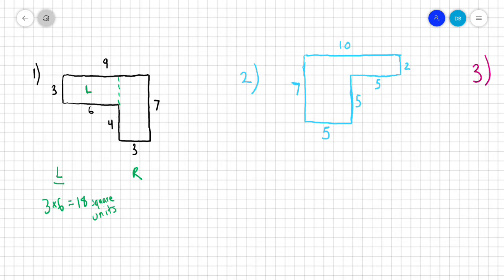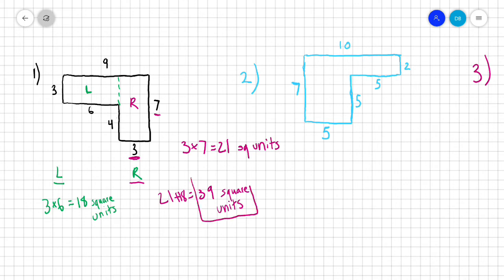What about the area of the right? Here's the right. We know that, oh, look, we have both dimensions. We have the base, 3. We have the height, 7. 3 times 7 equals 21 square units. So 21 plus 18 equals 39 square units. So there's the answer to number 1.